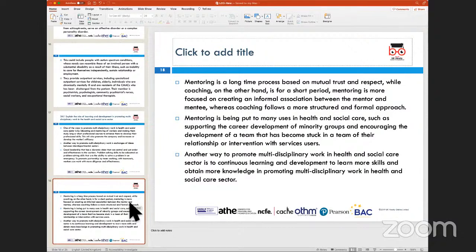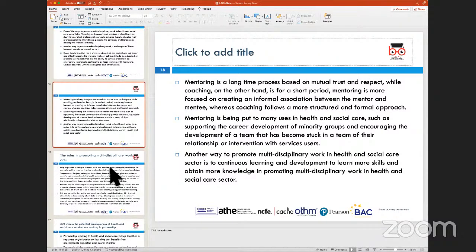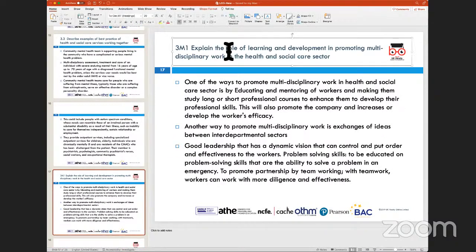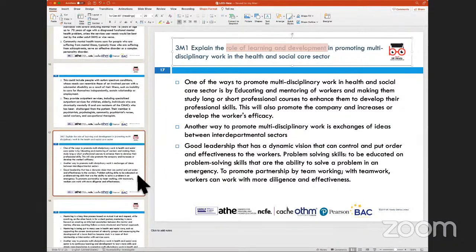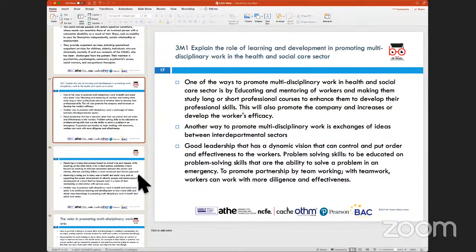And you are then using that training and development to implement and to provide your services or deliver your roles and responsibilities when you are providing care to the patient. So the idea in this particular assessment criteria is we need to be able to identify the role of learning and development in promoting multidisciplinary work. And when we look at the role of learning and development, we need to be able to take an example, and that example would help you put this across.